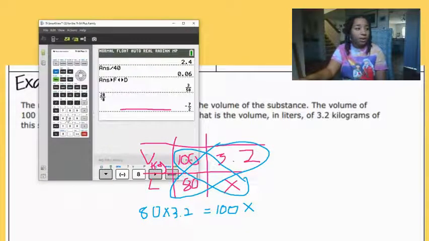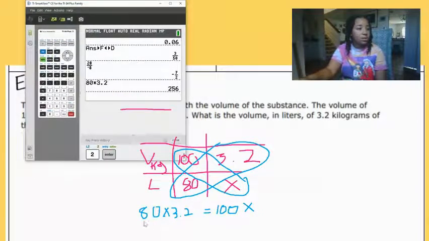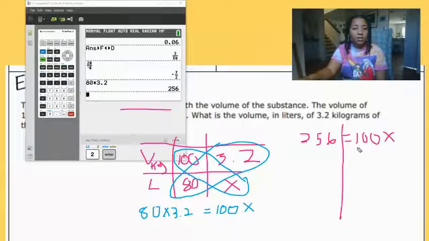Okay, let me grab my calculator. 80 times 3.2 equals 256. I'm going to write this math on this side. Let me use pink though. 256 equals 100x. And then we're going to get x by itself. So we're going to divide both sides by 100.